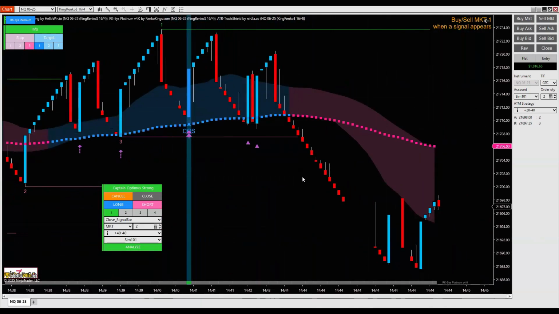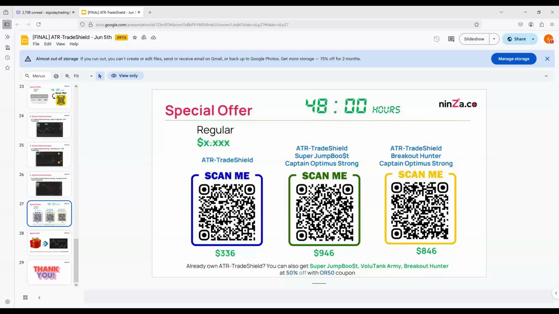Okay, but anyway, let's quickly get back to the slide, the offer. Here it is. And yeah, unless there are any more questions, we're going to finish up here. I don't see any more questions. All right. NQ. Sell signal 1.